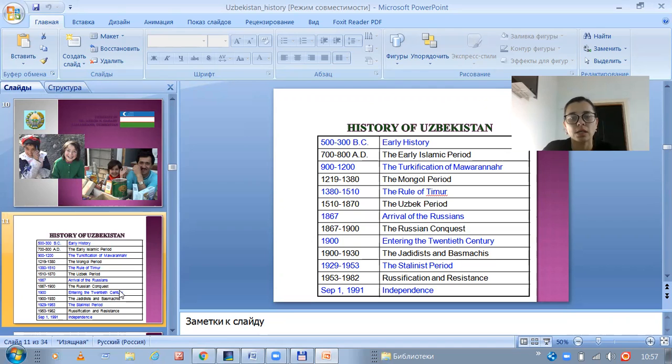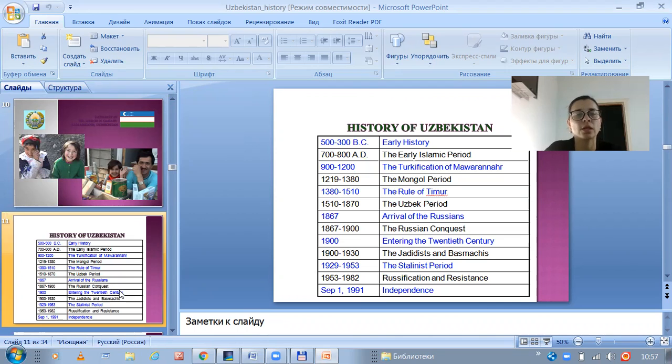Then 1219 to 1380 in the Mongol period, Genghis Khan conquered our country. Then 1319 to 1510, the rule of Amir Timur Tamerlane, a period of flourishment, advancement in nearly all spheres of Mawarannahr and Khorasan. Then 1510 to 1870, Uzbek period, and 1867 arrival of the Russians, the Russian conquest, and entering the 20th century, the 1900 to 1930s Jadid and Basmachi.